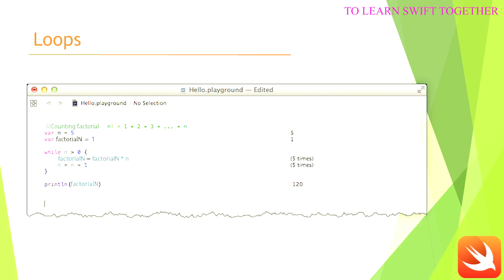In the example, we first initialize the variables n with the value 5 and factorial n with the value 1. Then, in a while loop, we execute the operation factorial n asterisk n for as long as the value of the n variable is greater than 0. Additionally, each loop execution decreases the value of n by 1. We can also write it in a bit more concise way.